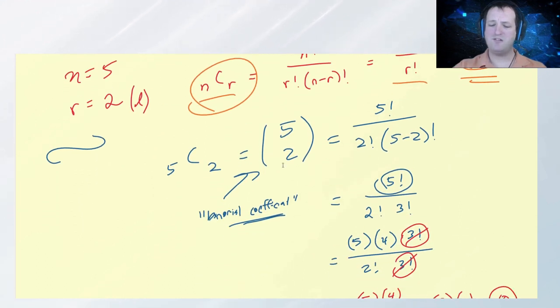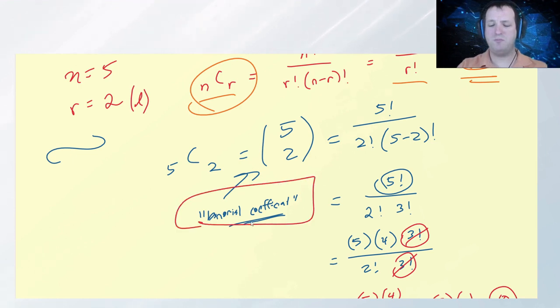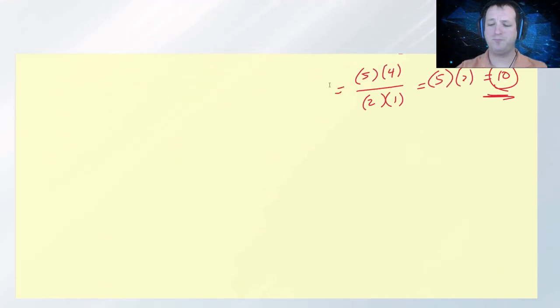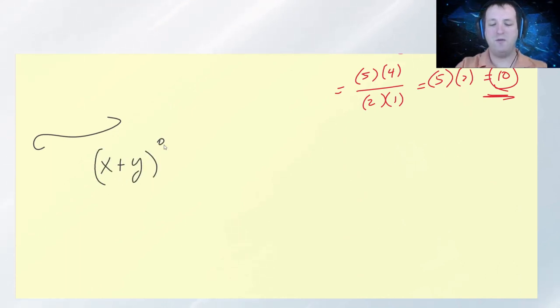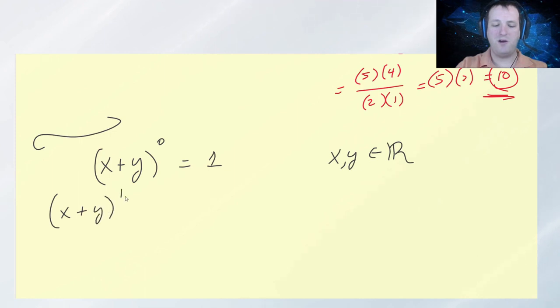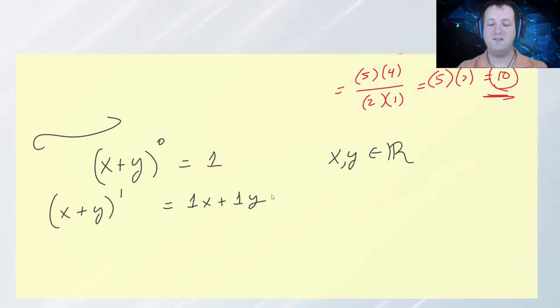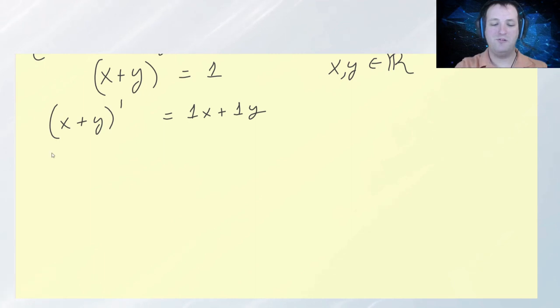Okay, so let's talk about another way you can calculate this without using this little formula, and discuss where this binomial coefficient actually comes from. So let us consider, for example, (x plus y) to the power of 0, where x and y are real numbers. Anything to the 0 power is equal to 1, provided that the base is non-zero. So let's assume that that is the case. And let's also do (x plus y) to the power of 1. Everything raised to the first power is just itself. So that's going to be equal to 1x plus 1y.